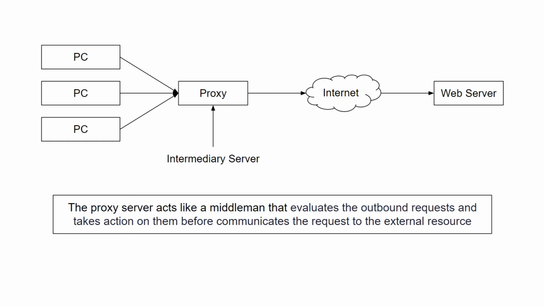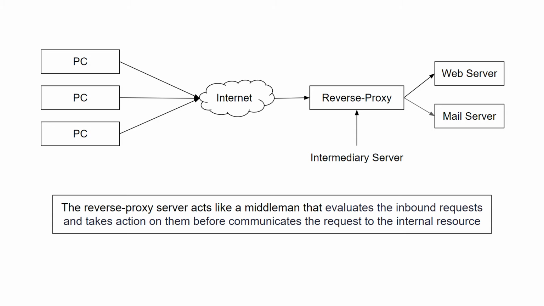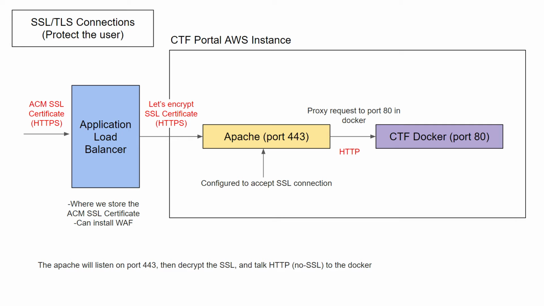So the next concept I want to introduce is called reverse proxy. A reverse proxy server acts like a middleman that evaluates the inbound requests from the internet and takes action on them first before communicating the request to the internal resources. Internal resources are like your web server, mail server, and things like that. Over here, a reverse proxy server can also act like a load balancer to balance out the traffic. So with this concept in mind, let's take a look at this CTF portal.